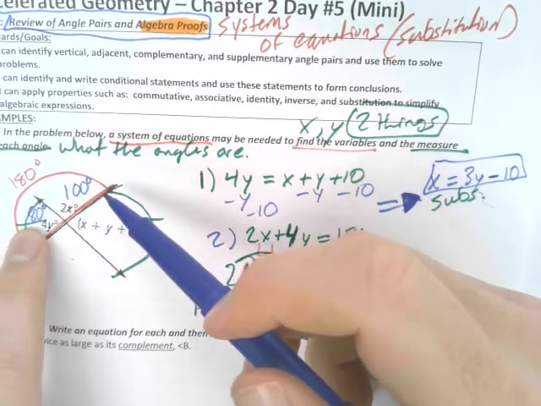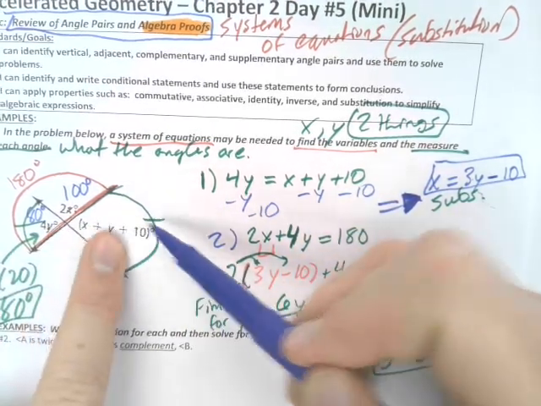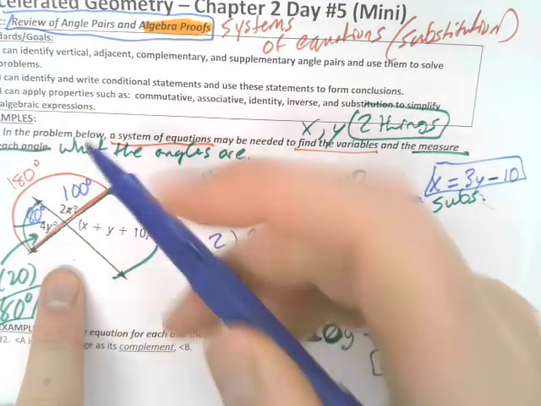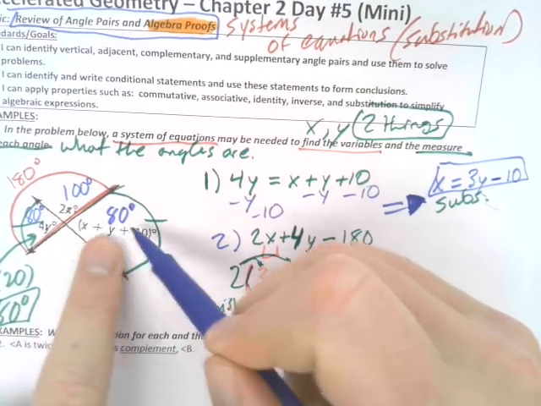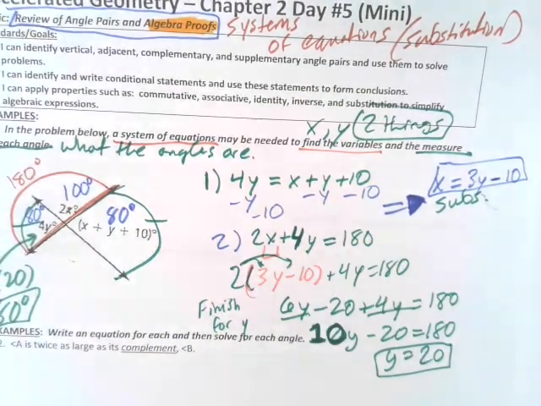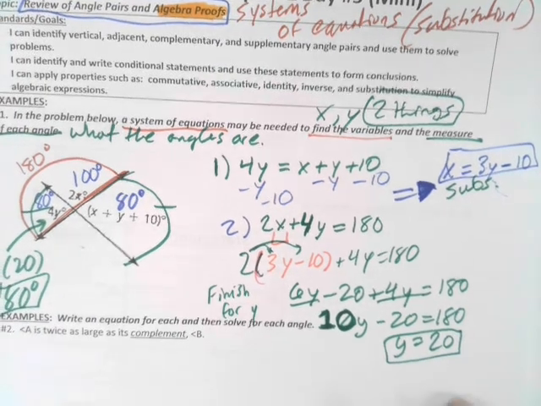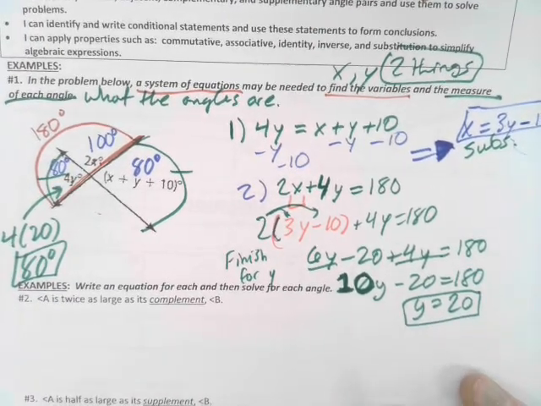And think about it. If this is 80 degrees, and we know this is a vertical angle, these are congruent. So this also has to be 80 degrees. Great, great job, guys. You can pause the video if you need a quick break.